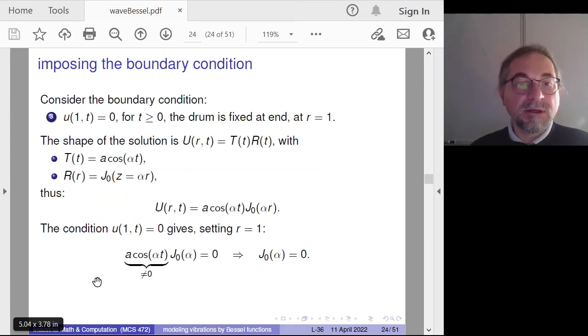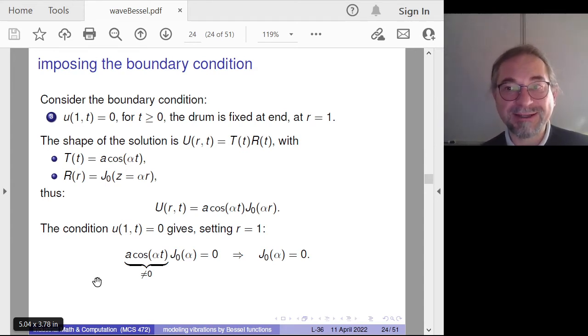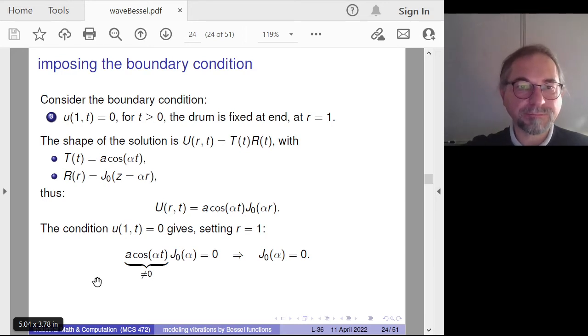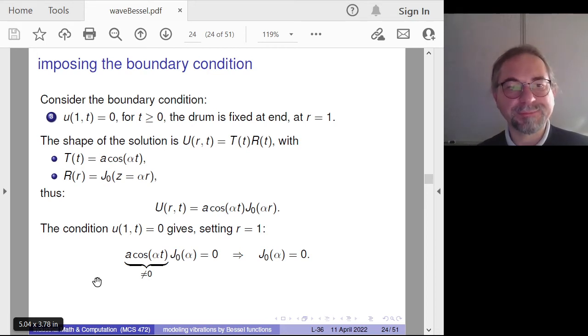Okay, let's now impose the boundary condition. We have already used one condition, the second initial condition. Let's now use the boundary condition that at r equals 1, so at the edges of the drum, there are no vibrations, everything is fixed. Note that this is a spatial constraint.